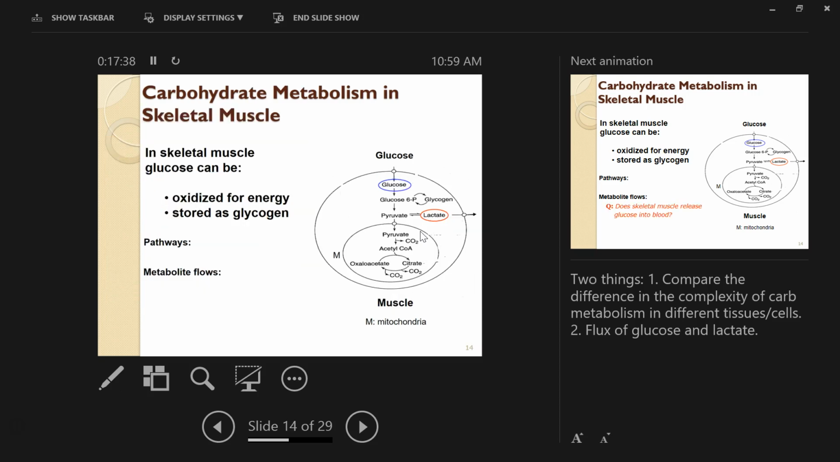And the muscle cells basically can do glycolysis, glycogen synthesis and the glycogen breakdown pathway, right? And not much gluconeogenesis activity in the muscle. So muscle basically does not do much gluconeogenesis.